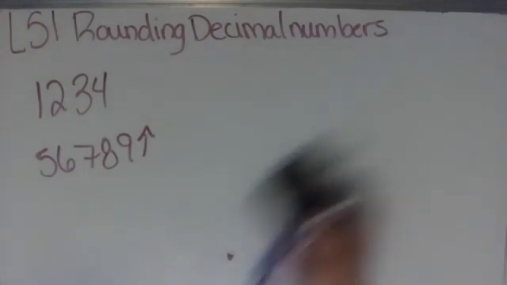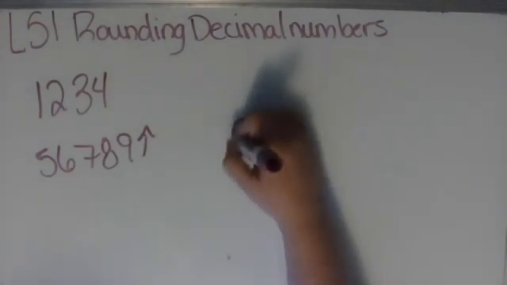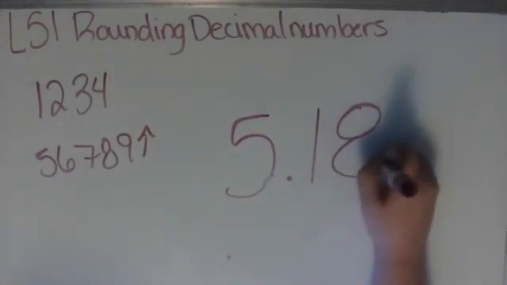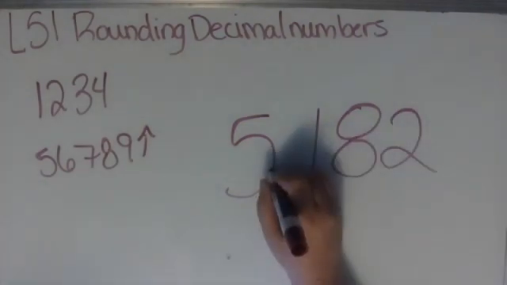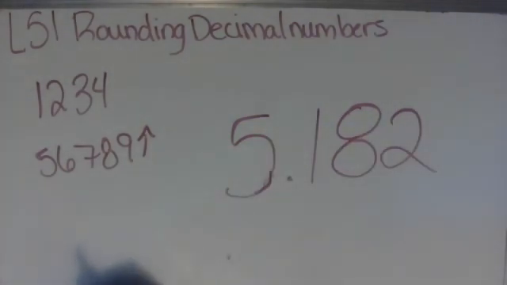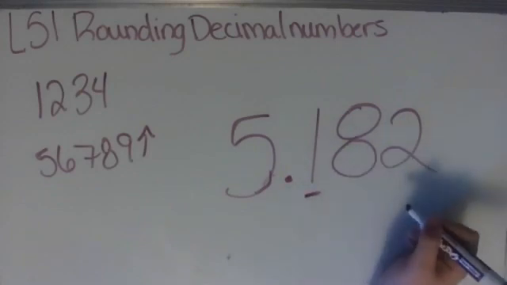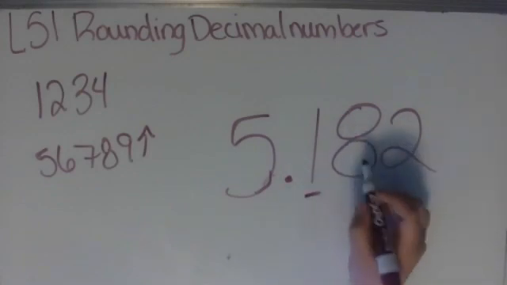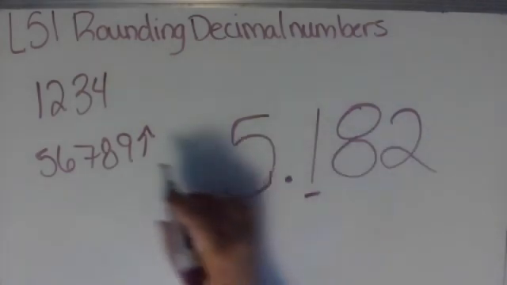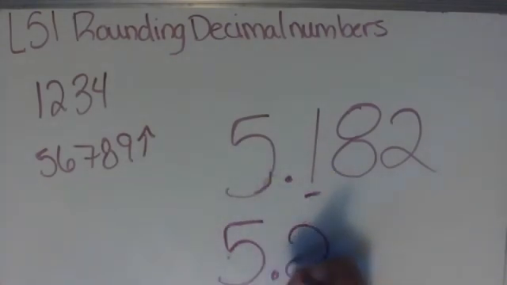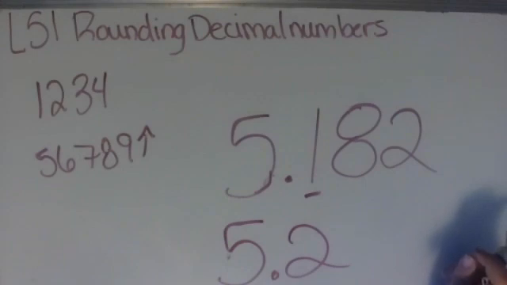One more time. If you have 5 and 182 thousandths, and you're asked to round to the nearest tenth, you find your tenths column, which is here. You look at the number to the right of it, 8. 8 tells it to go up, so this turns into 5 and 2 tenths.